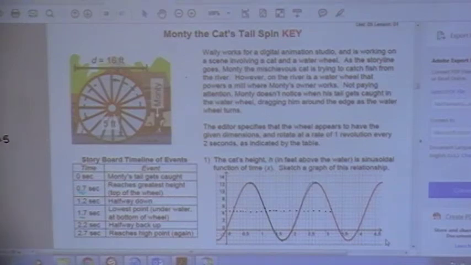That amount, that 8 that I counted up and down, what is that? Amplitude, which is A. So question number 2 is asking me to write the cosine function. I need an A, a B, a C, and a D. I have a D, and I have an A. Where can I find B?